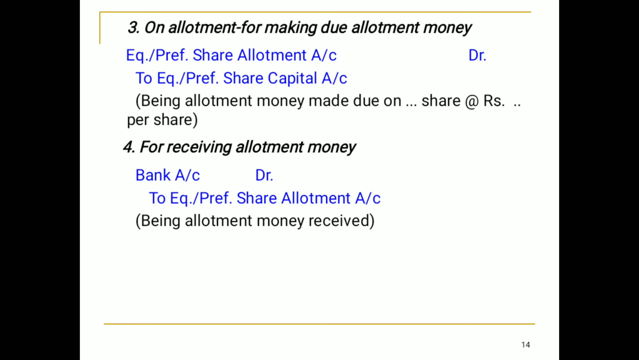The journal entry is being allotment money made due on so and so shares at rupees so and so. This will be clearly mentioned in your question. And the next journal entry is for receiving allotment money, which is bank account debit to share allotment account.